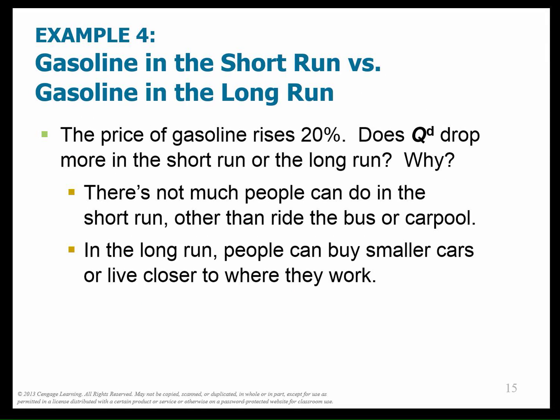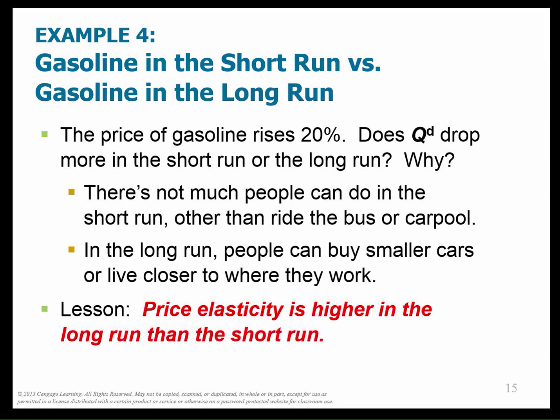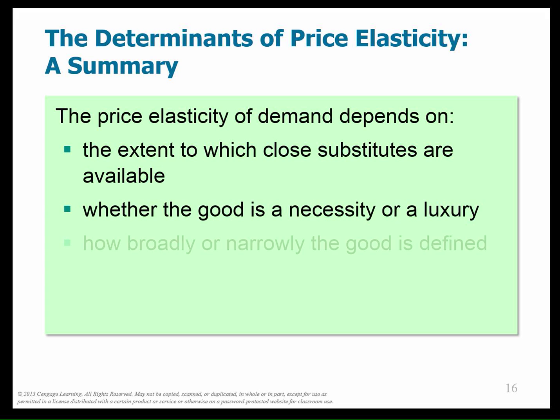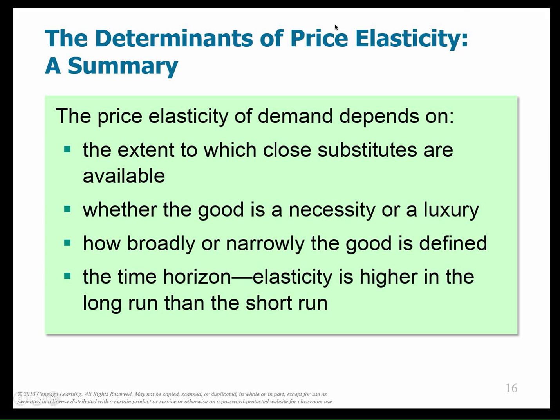Okay, short run versus long run. What do you think? In the short run, the price of gasoline increases. You know what? I still have to buy the same amount of gallons every single week in the short run. So the elasticity is close to 0. In the long run, all right, I'm going to buy a smaller car or a bicycle. I'm going to get rid of my gas-guzzling SUV. So my price elasticity is very high in the long run. So in the long run, it's always higher than in the short run. Okay, so here's a nice quick summary on the determinants of price elasticity of demand.